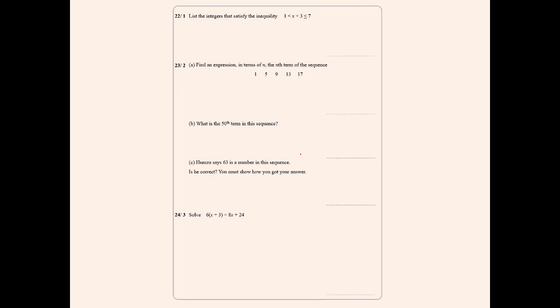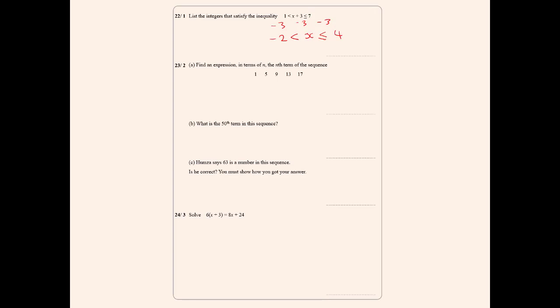List the integers that satisfy the inequality. Now, in order to simplify the inequality, we need to get rid of the 3, and then we can find the values of the integers that satisfy this. So we need to get rid of the 3 here, so minus 3. So we need to minus 3 at the right hand side and the left hand side as well. So 1 minus 3 is minus 2, and x is greater than that. So 3 take away 3 is 0, so we're left with just x in the middle, and less than or equal to 7 take away 3, which is 4.